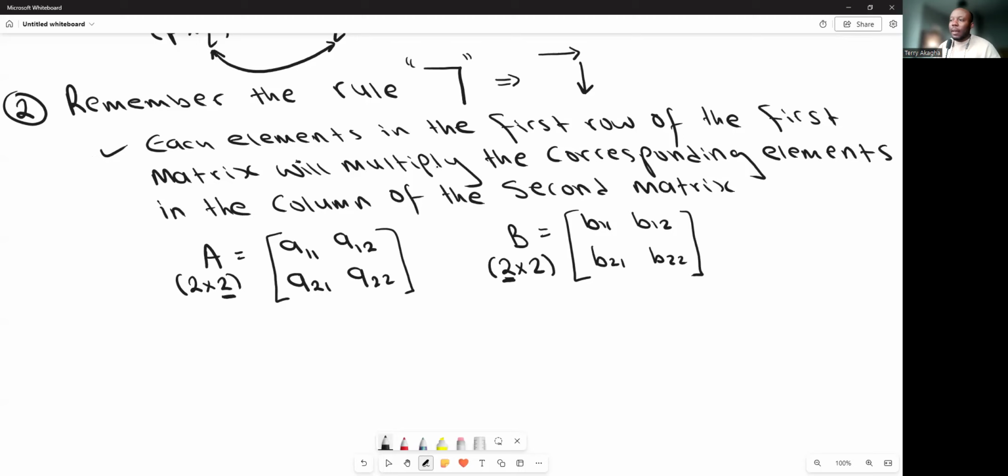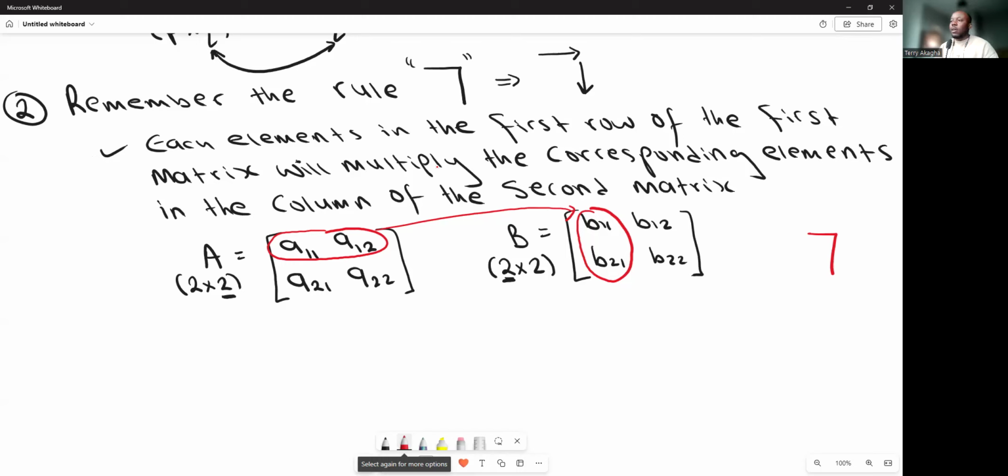All right. Now, what I'm saying is that when you're multiplying, each element in the first row is going to multiply the corresponding elements in the column of the second matrix. So remember, I said it's going to be a 7, right? That means each of these is going to multiply each and every one of them. So for instance, you have this one. Are you seeing it? It's going to go and multiply this one here. So you see it's like a 7. Are you seeing it? So A11, A12 is going to multiply B11, B21.